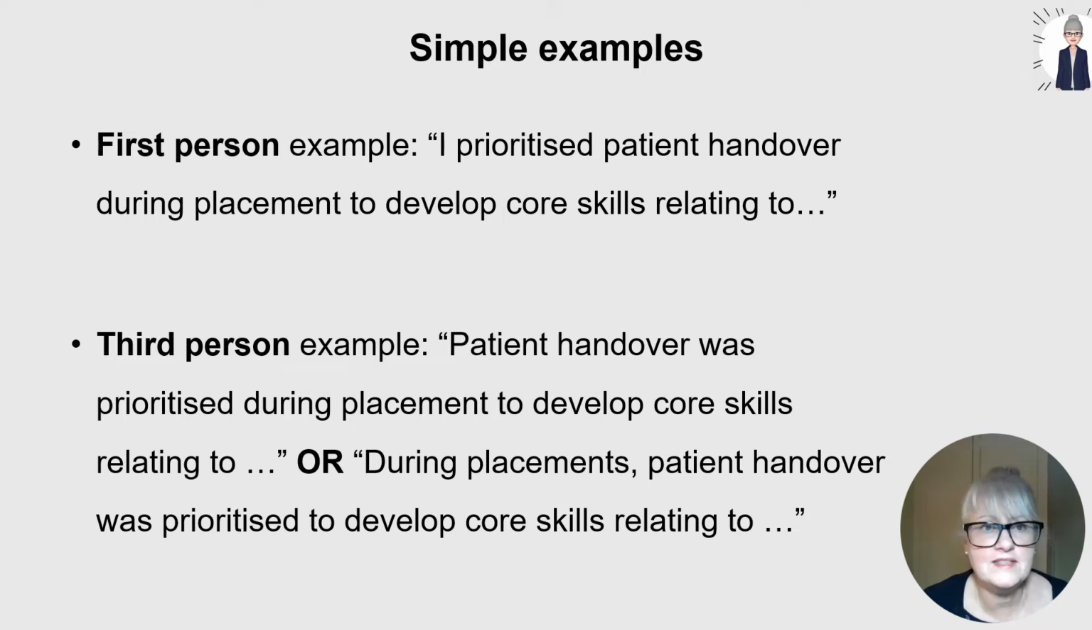So these simple examples: first person example, I prioritise patient handover during placement to develop core skills relating to whatever. Third person example, you could restructure it in different ways. I've put patient handover was prioritised during placement to develop core skills relating to, or you could put during placements, patient handover was prioritised to develop core skills. You don't need to use I throughout those sentences.